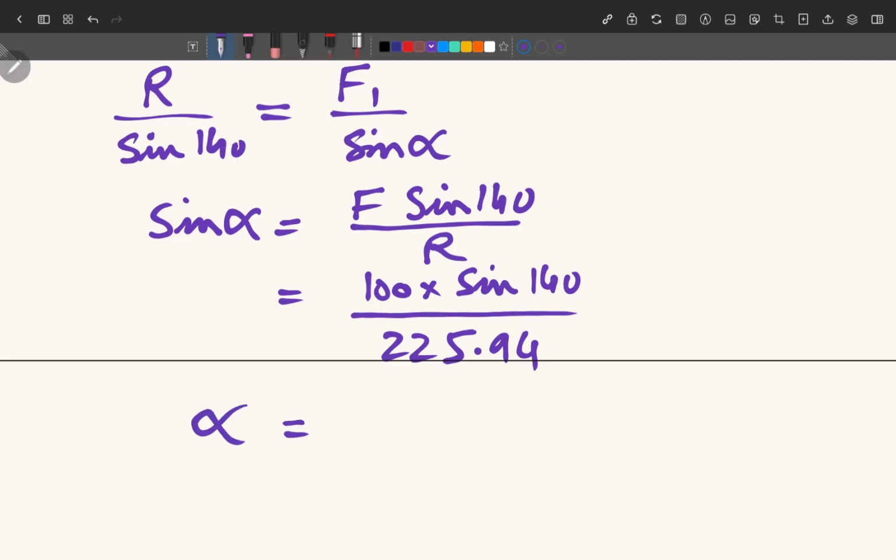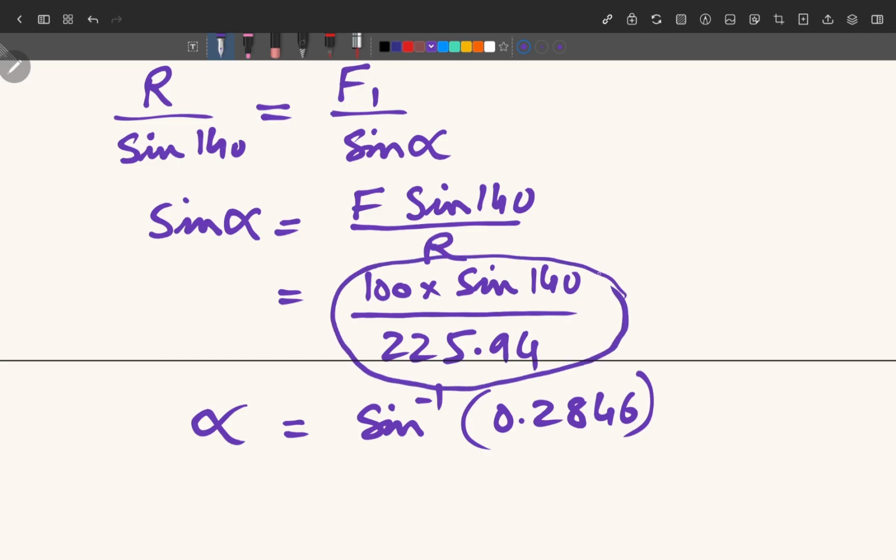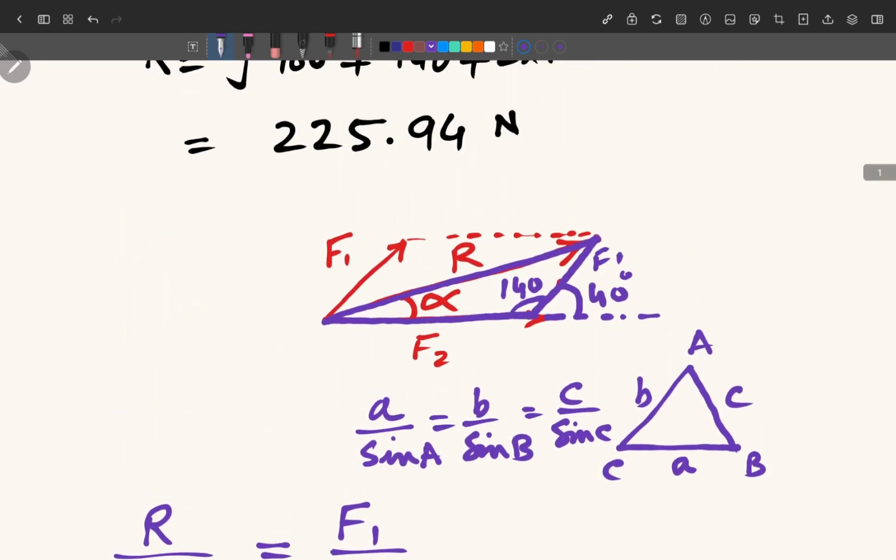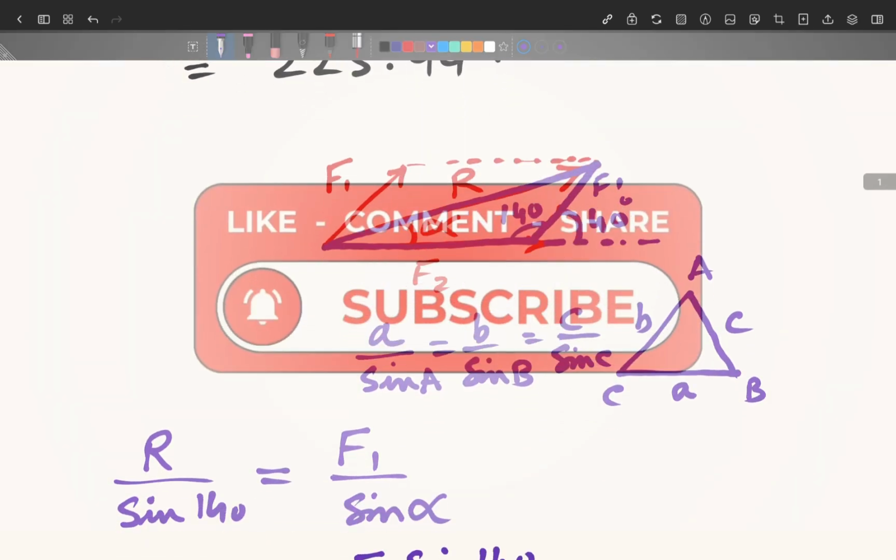So alpha is equal to sine inverse of whatever value we get here, which is 0.2846. Therefore alpha is sine inverse of this, and that gives a value of 16.52 degrees, and this angle is with F2. So now we have got the direction as well as the magnitude of the resultant.